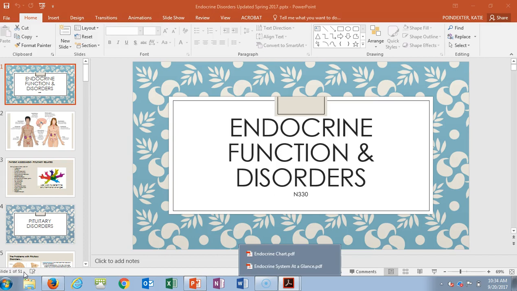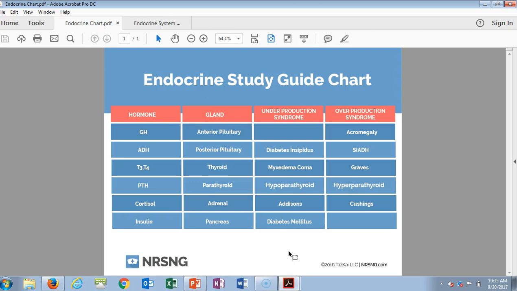As you're going through this presentation, I suggest that you have at least printed or nearby for you to follow along, just so it helps sink in a little bit better, two documents I'll have posted. One is an endocrine study guide chart, which is really helpful when you want to break down and look at the hormones, the glands that produce hormones, what happens, and if that hormone is underproduced, what it leads to, and if there's an overproduction, what it does lead to. So this is a good study guide.